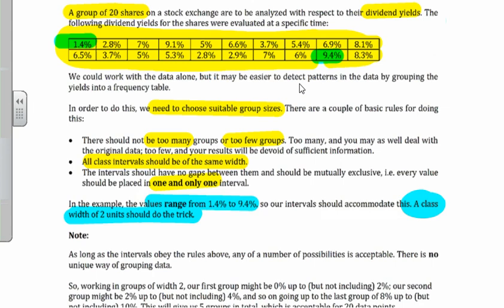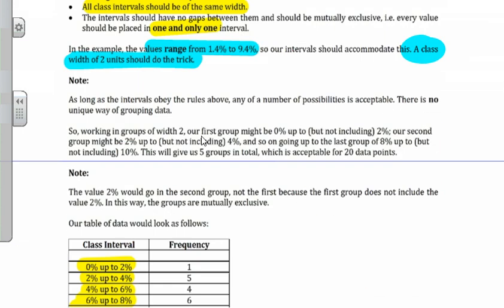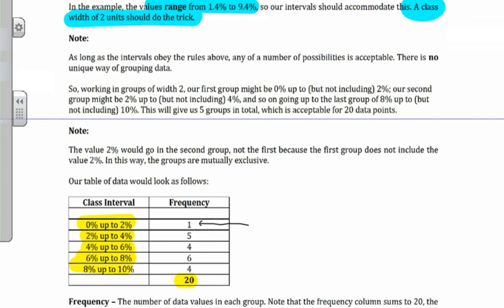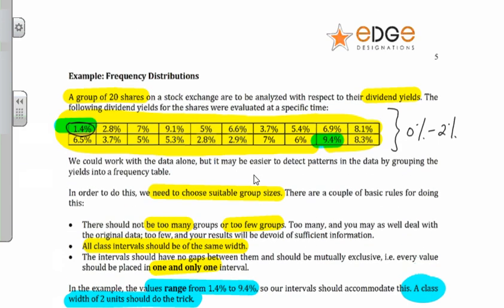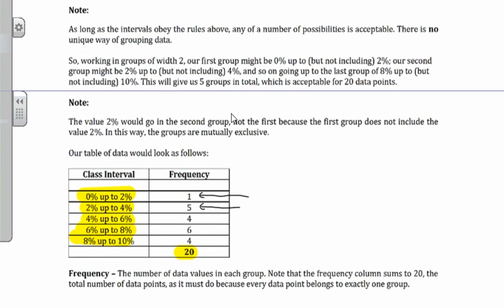Then we go back to our original list and ask: how many of these observations fell between 0% and 2%? You go through them all, and it was just the one. That's why my frequency here is just 1. Then we go to the next one, between 2% and 4%. That one fits between 2 and 4, that one too, there's one more, and in total 5 of my observations, so that frequency is 5, and so on.